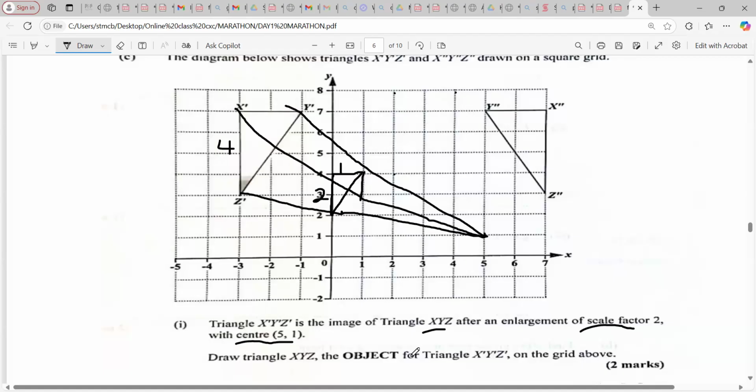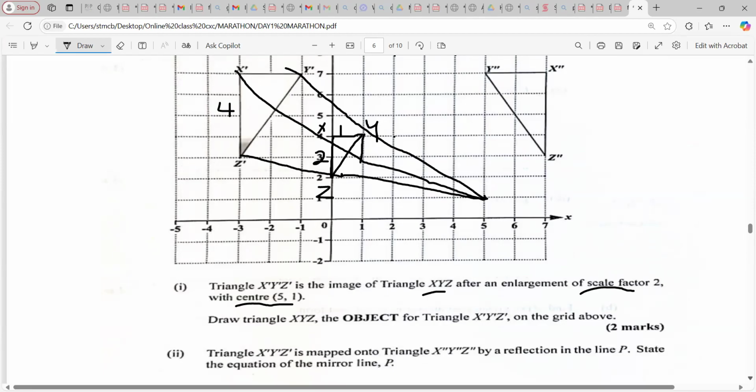Alright, so that's going to be triangle XYZ, and you just match them based off of the letter. So this is Y, this is Z, and this is X. It's not really accurate, guys, because you're supposed to draw to the vertex of each of them from the point of enlargement, which is the center 5, 1, right here. When you have a ruler, Jody, you just line it up and you will see it.